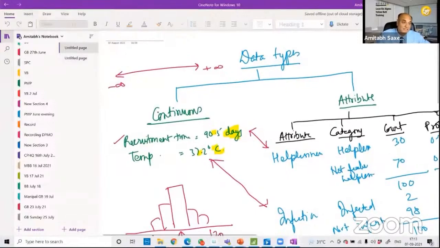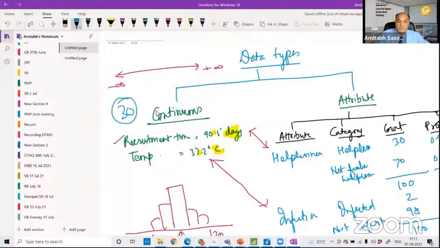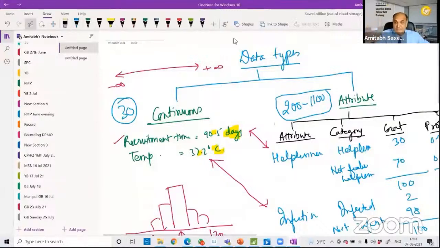For continuous data, you need to collect only 30 samples. And for attribute data, you need to collect around 200 to 1,100 samples. Now, there is a statistical basis for that. It is coming from central limit theorem. I would have loved to tell you about central limit theorem here, but I have another video, taking a simple example, explaining this very clearly and easily. You can watch this on my channel. But 30 and 200 to 1,100.